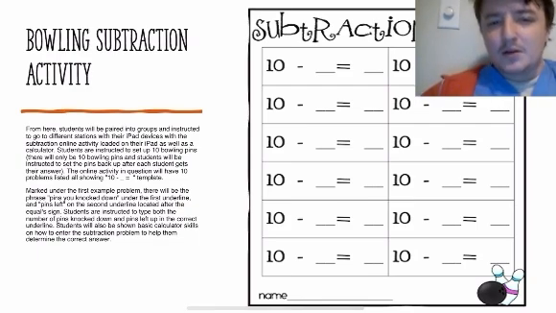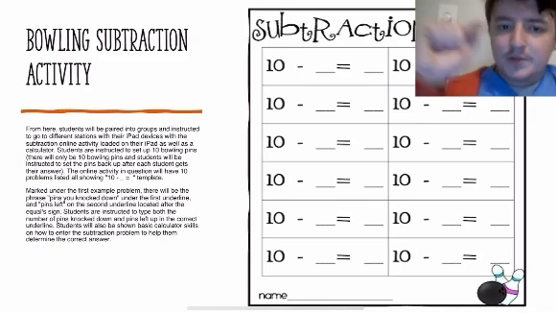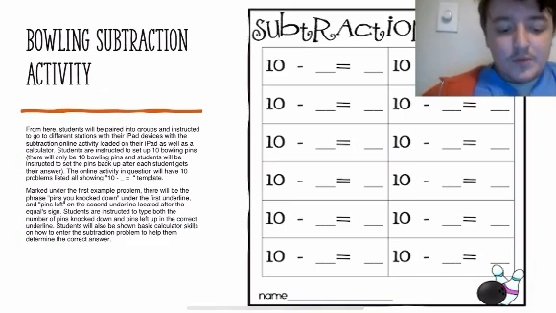I'll be working on setting this up as well as having some student help. For this activity, students will have a calculator as well as their iPad to do the worksheet. They'll use an app like Paint to write in the numbers. From here, students will be paired into groups and instructed to go to different stations with their iPad devices with the subtraction online activity loaded on their iPad as well as a calculator.